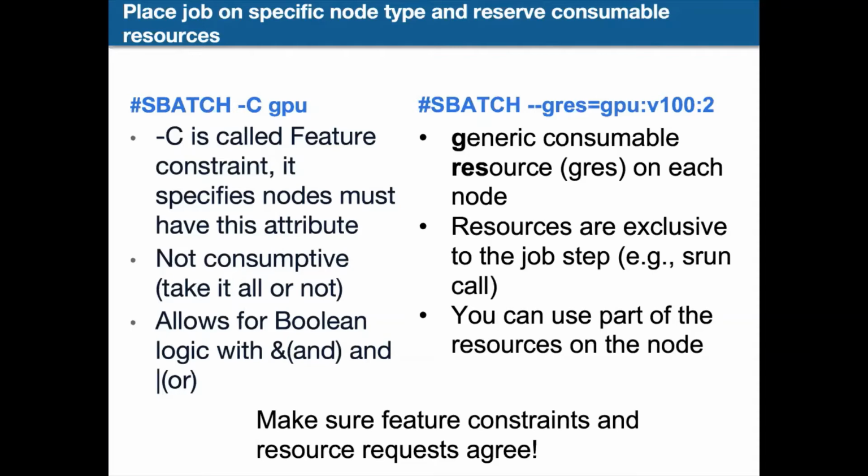For the feature constraint, you either take the whole node or you don't take it. But for GRES, the generic consumable resource constraint, you can occupy part of the node. Finally, you need to make sure your feature constraint and resource requests agree. For example, if you use a feature constraint to constrain yourself to a GP100 GPU node, and then you use generic consumable resources to request 2 V100 GPUs, then your job obviously will fail, because we cannot give you 2 V100 GPUs on a P100 GPU node.